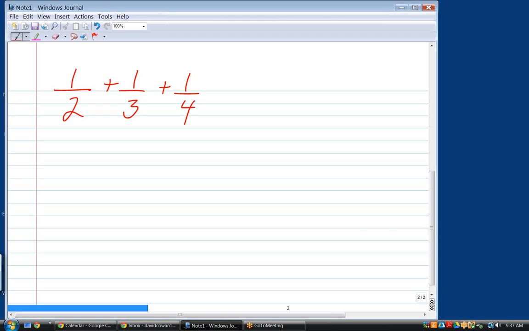Work me through the process out loud here. In other words, how are we going to add these three fractions together? So you're going to make the 3 and 4 the common denominator. What's the common denominator going to be?